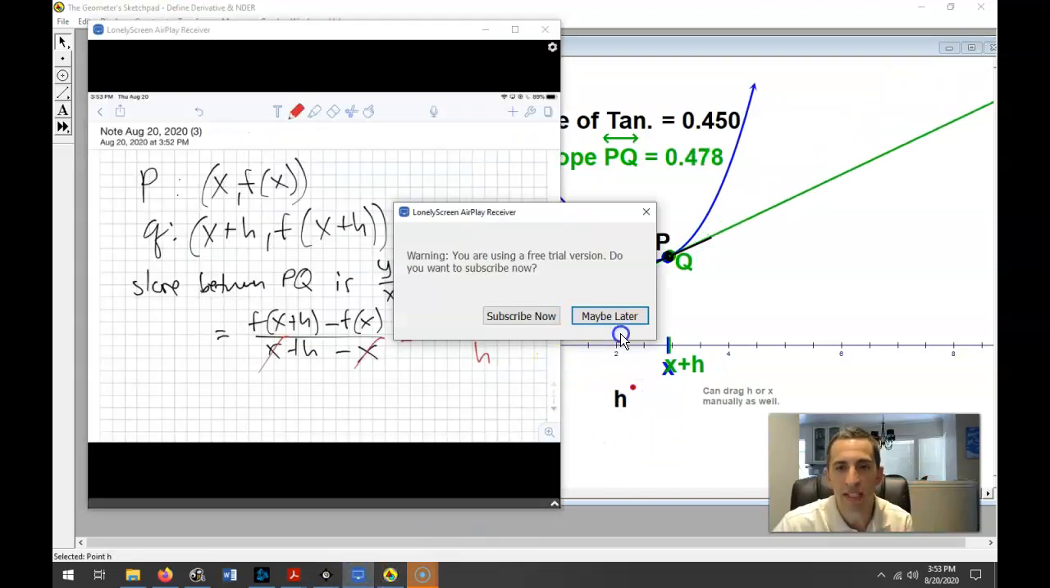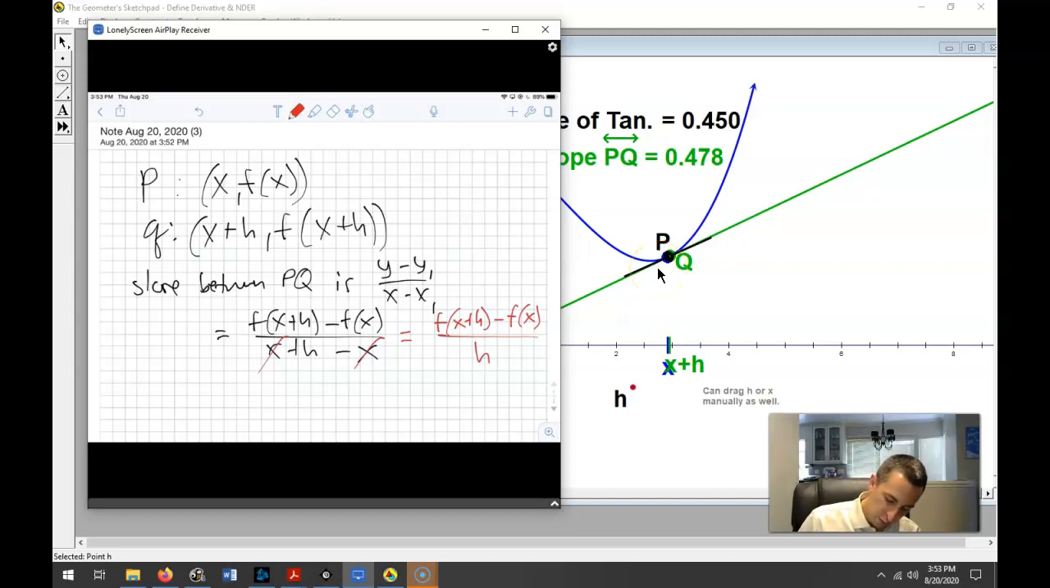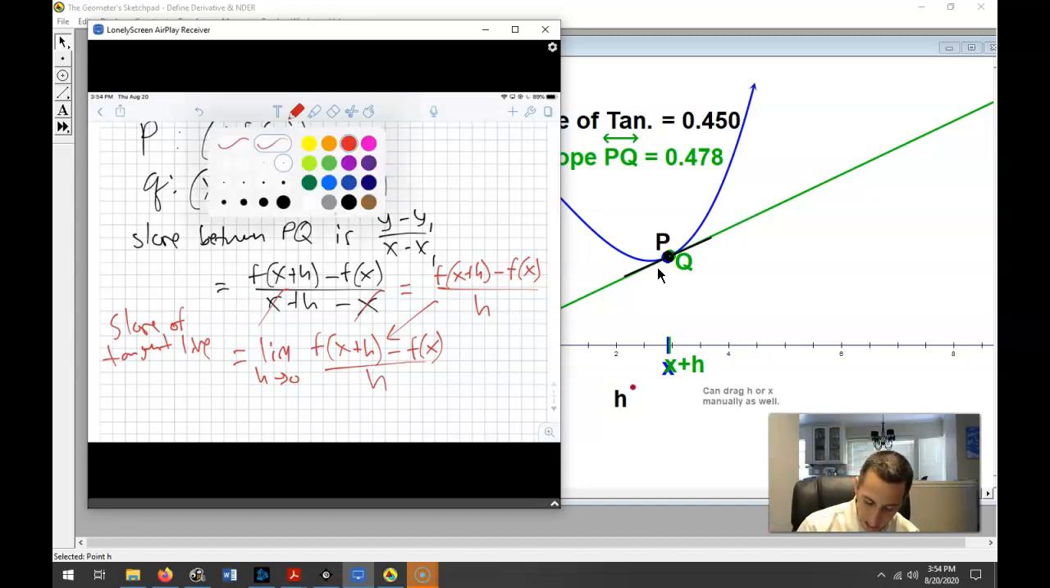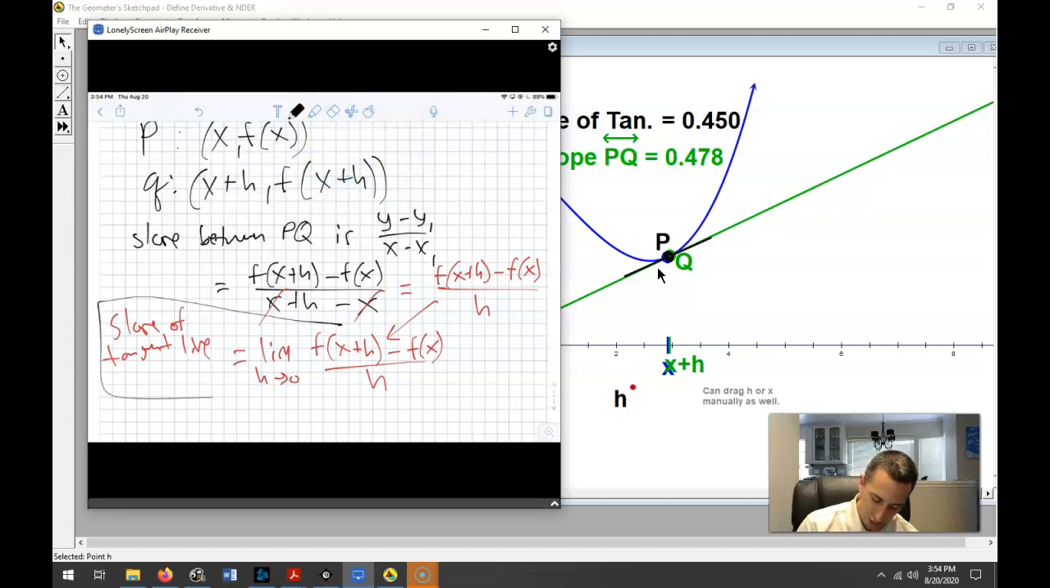So let's write this down and think about this as a limit. If we want the slope of the tangent line, all we're going to do is bring those two points infinitely close together. And how do we do that? By taking a limit as h goes to 0 of this slope between two points. That's all this equation is. It's just the slope between those two points as we take a limit as those two points get closer and closer together. And this, my friends, this equation right here to find the slope of the tangent line, is the definition of a derivative.